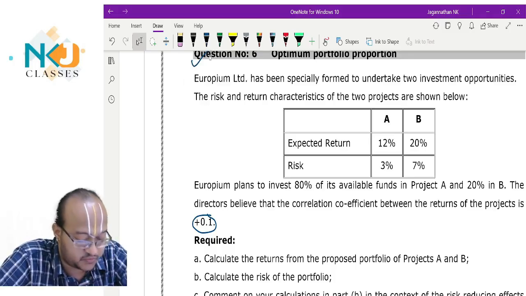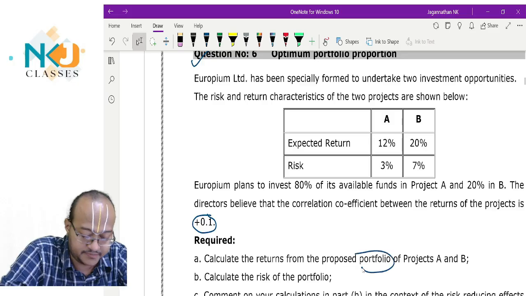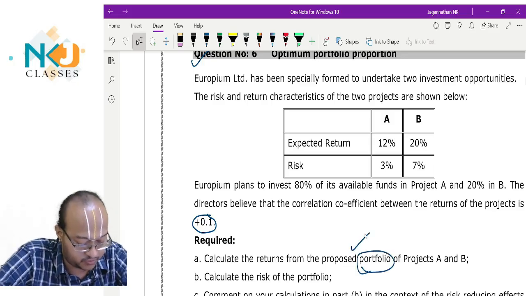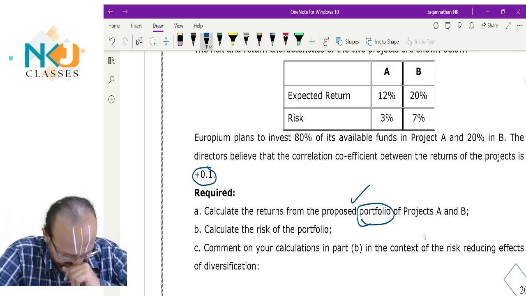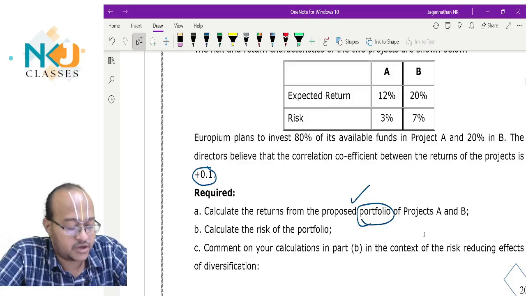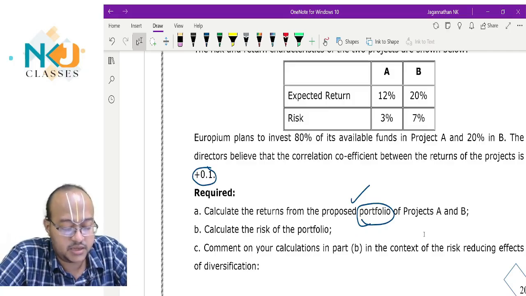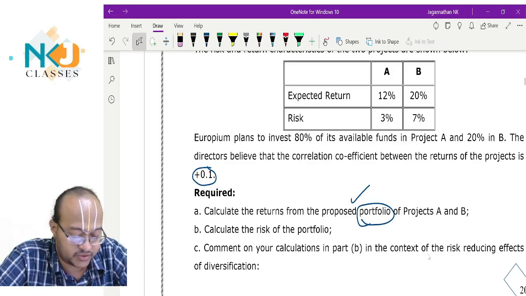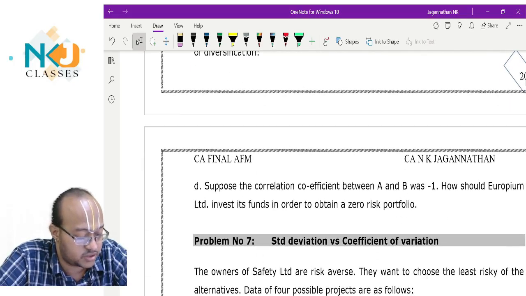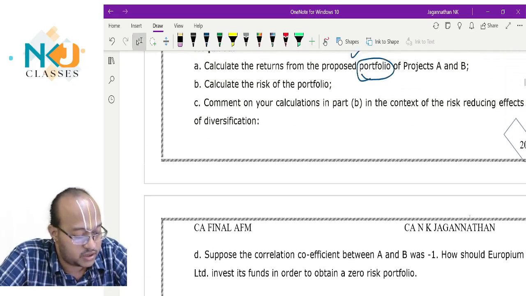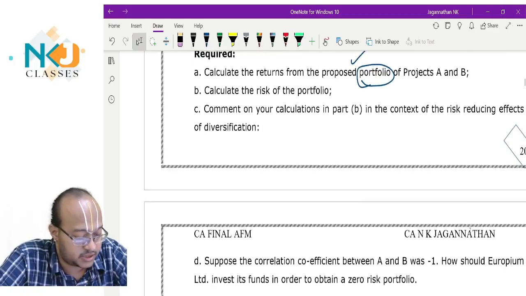First they have asked to compute the portfolio return. Calculate the risk of the portfolio. Comment on your calculations in part B in the context of the risk reducing effects of diversification. In part B, for the risk of the portfolio, we need comments. What have they asked? Yes, we need to pass on comments.